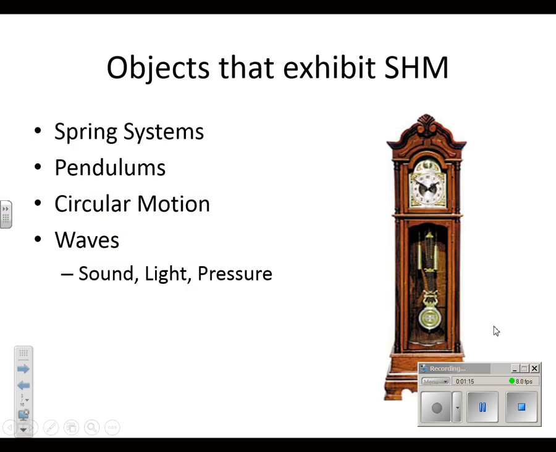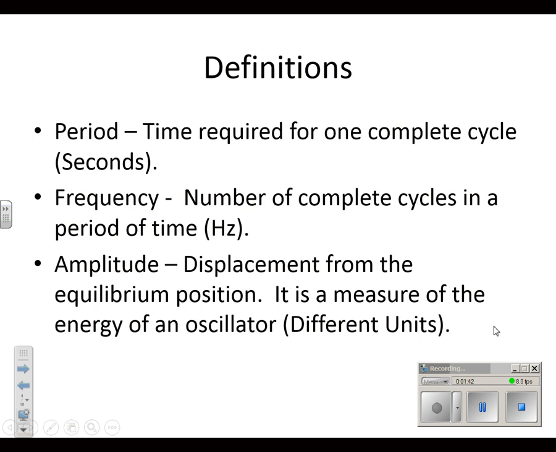Objects that exhibit simple harmonic motion would be things like springs, pendulums, circular motion, and waves, which we will talk about, sound a little bit, in AP1. We talk about it a lot in AP2. We also talk about light and pressure in AP2, but they are waves that exhibit simple harmonic motion.